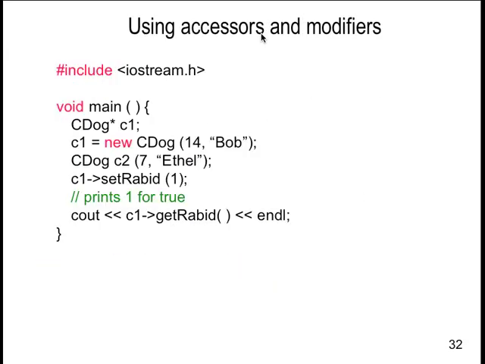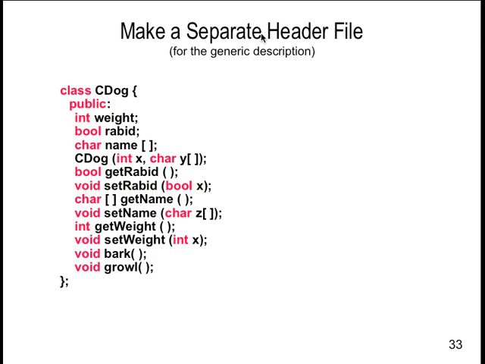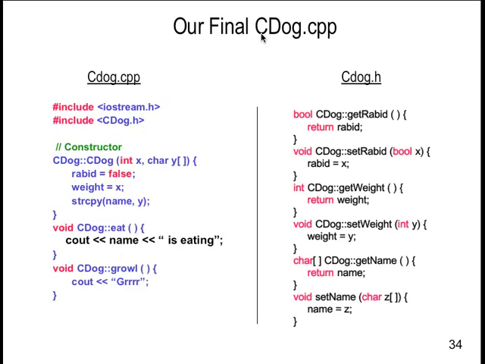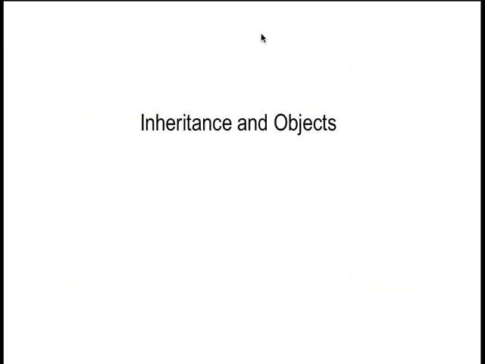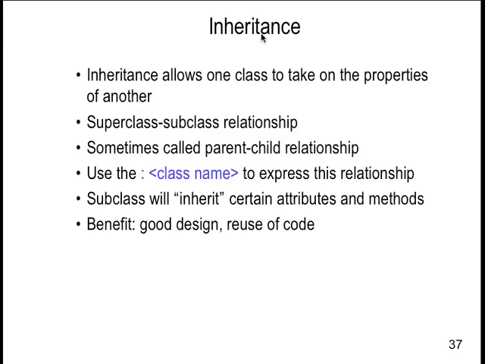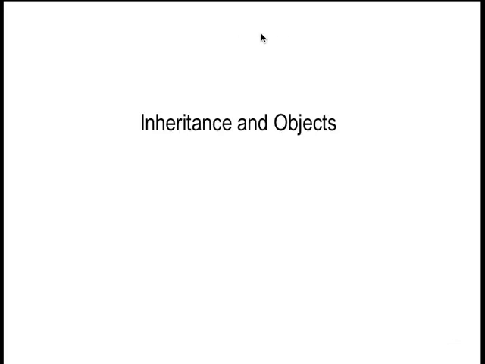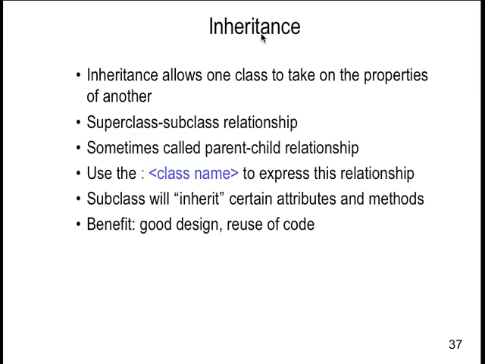And accessors and modifiers as a concept. And we talked about the second header file that goes along with the C++ files. And then we stopped right here. And this is the part that we're going to cover today, just to get back up to speed on the concept.